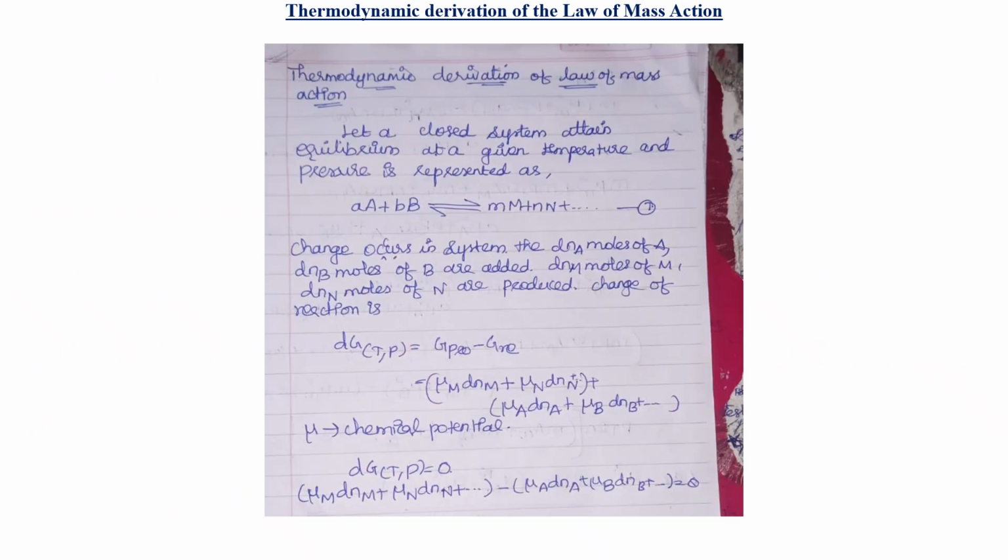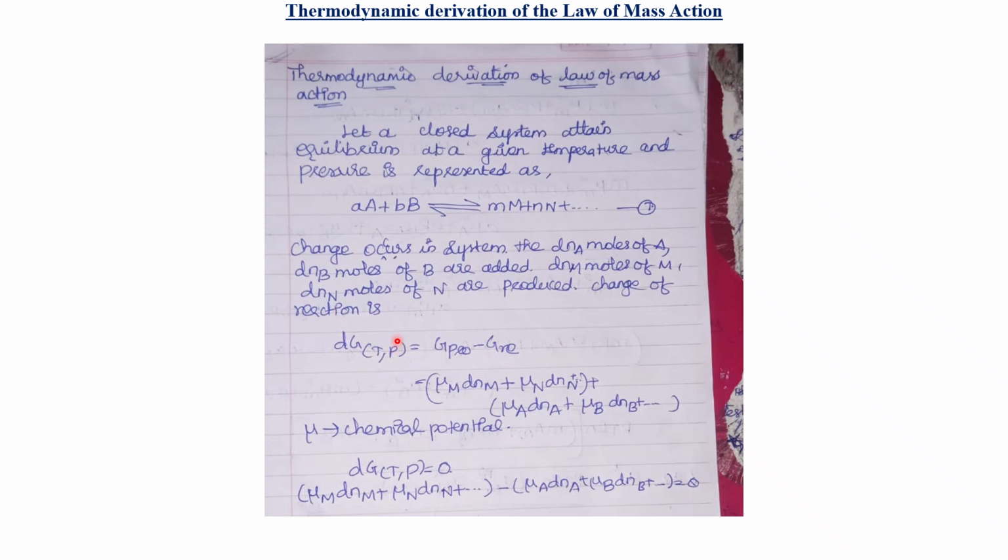So let's move on to the thermodynamic derivation of the law of mass action. We consider the system A plus B giving M plus N as the products. It's equation 1. It's a closed system at constant temperature and pressure. So this is the equation. One such change occurs in the system: for example, dnA moles of A change, and dnB moles of B change.